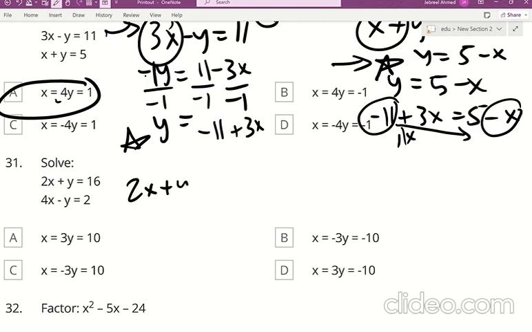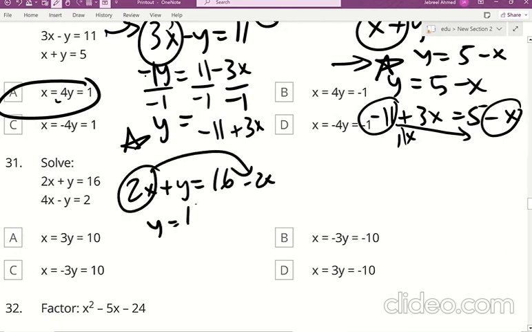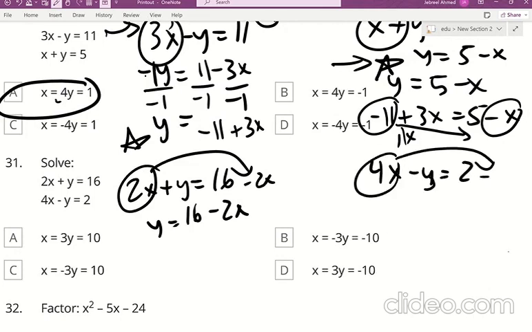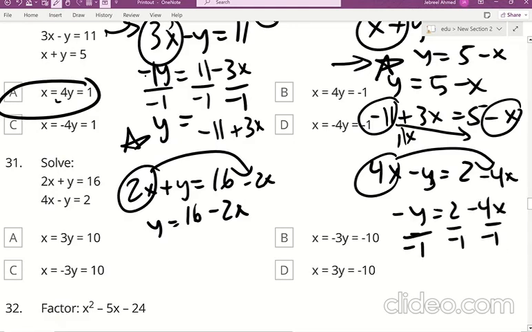So 2x plus y equals 16. I'll put the 2x here. y equals 16 minus 2x. The next equation, 4x minus y equals 2. I'm going to put the 4x over here. Negative y equals 2 minus 4x. I'm going to divide by negative 1. y equals negative 2. Negative divided by negative is a positive, plus 4x. So now I'll take this negative 2 plus 4x and put it instead of the y.